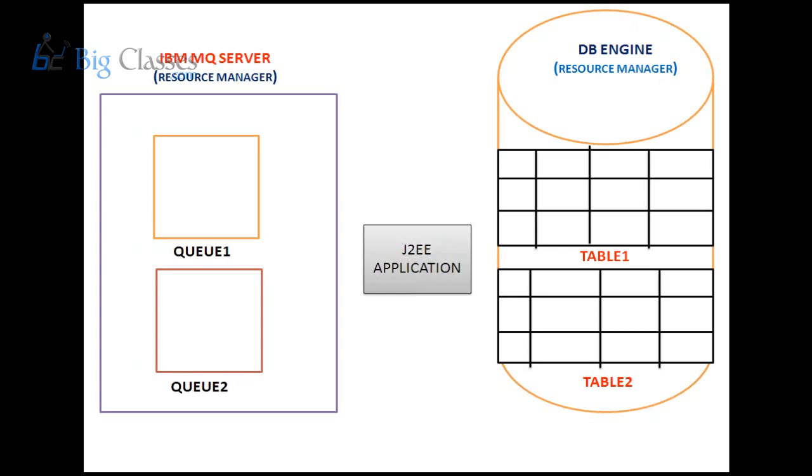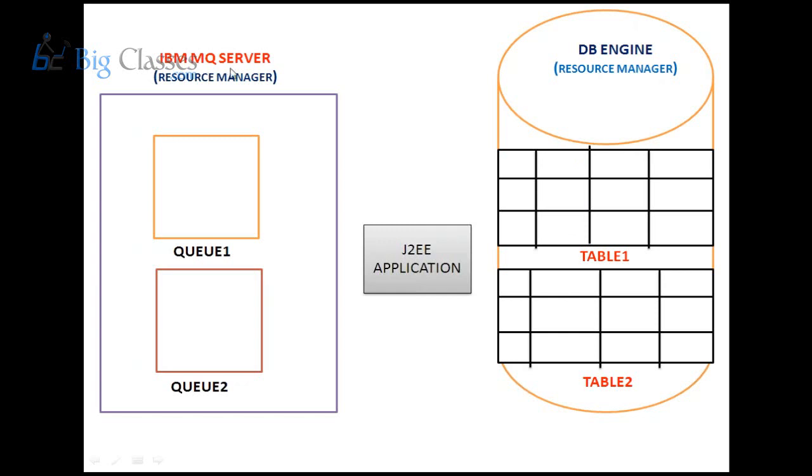If you take the DB engine, it is a resource manager. It manages resources, which are tables. Applications will insert the data into the tables as records. The data storage is permanent. See here, this is the DB engine. Here I created table 1 and table 2. In these tables, applications will insert the data as records. The data storage is permanent here.